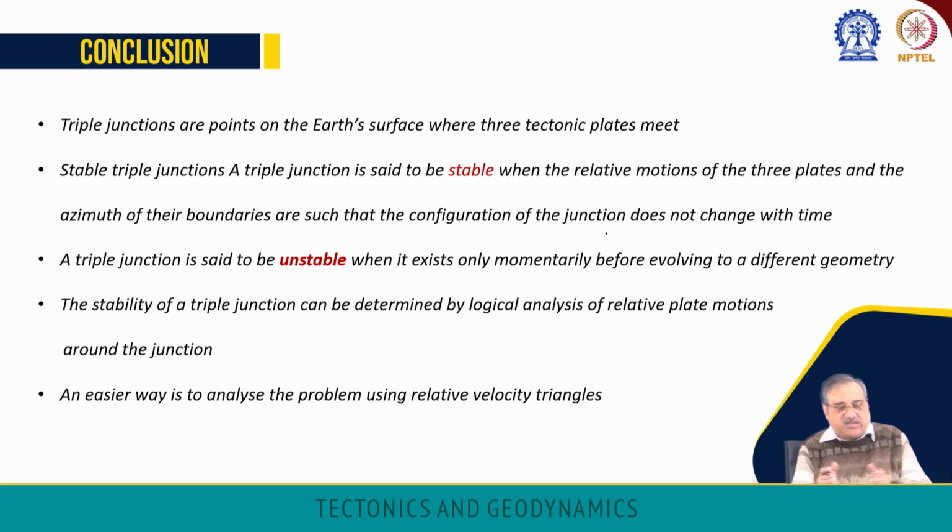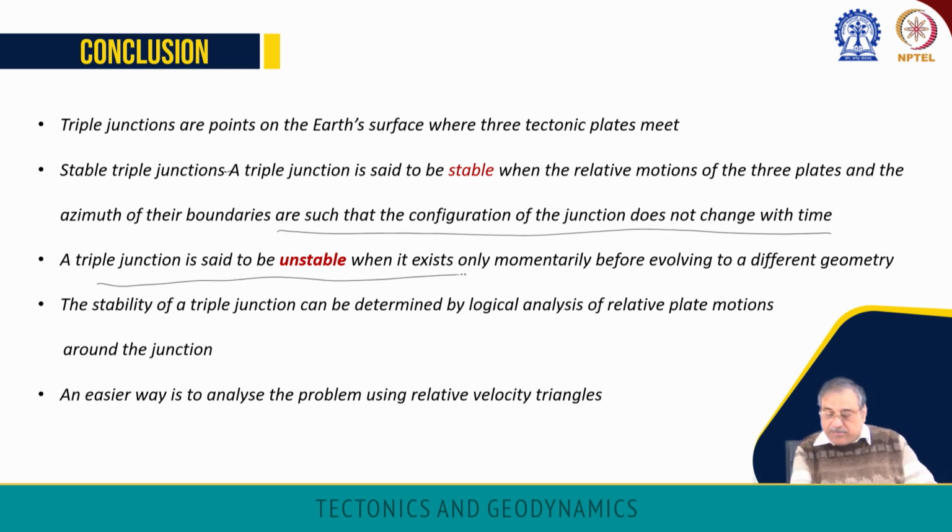So let's just pull all of this together, right? Let's try to get all this material that we have together. What are triple junctions? These are points on the Earth's surface where three tectonic plates meet. A triple junction is supposed to be stable when the relative motions of the three plates and the azimuth of their boundaries are such that the configuration of the junction does not change with time. Okay, that's clear enough. And obviously it is unstable when the triple junction configuration exists only momentarily, before it evolves to a different geometry which is expected to be stable.